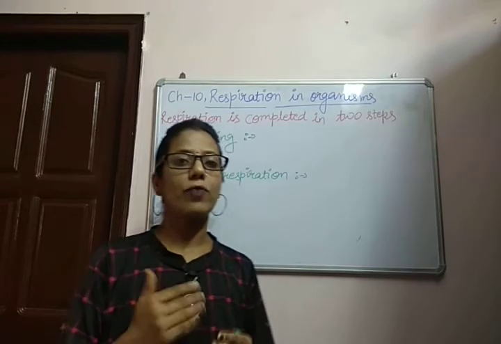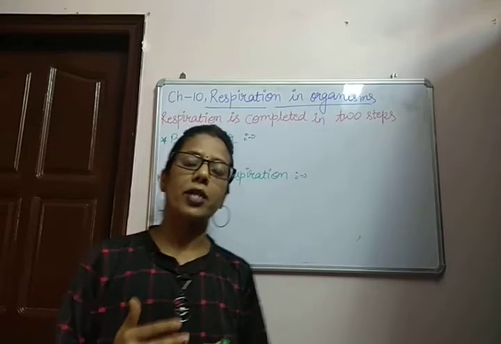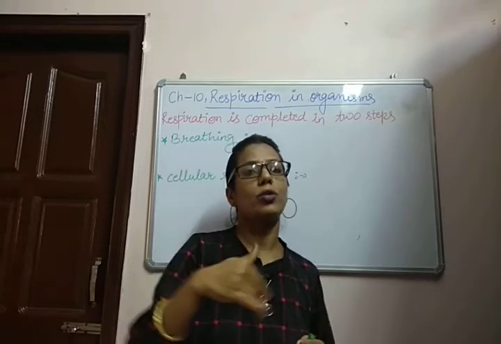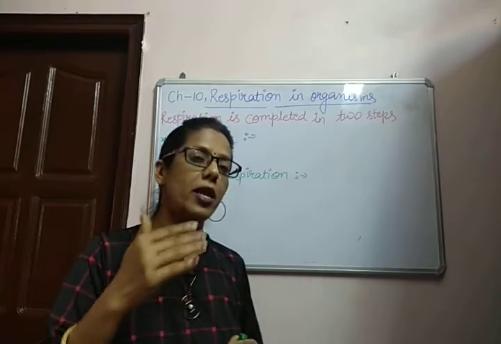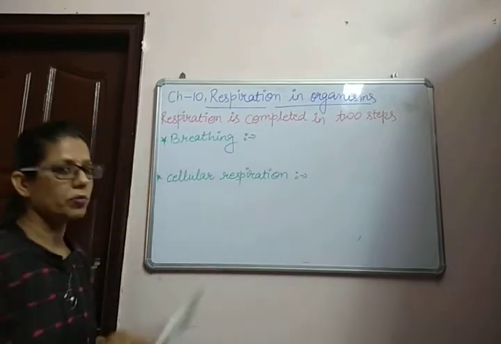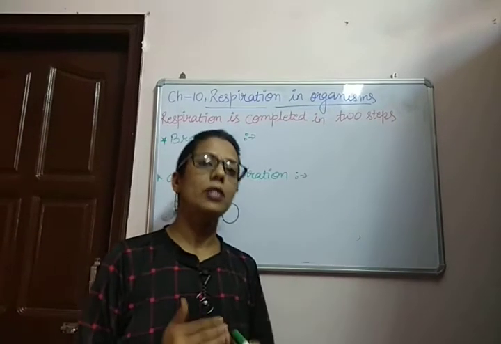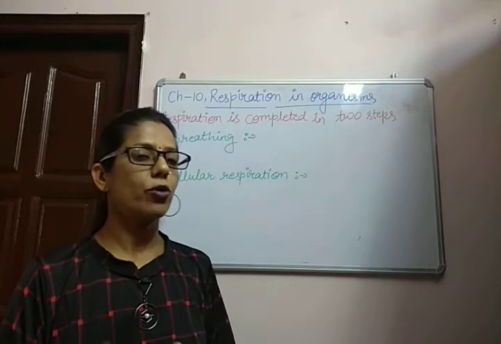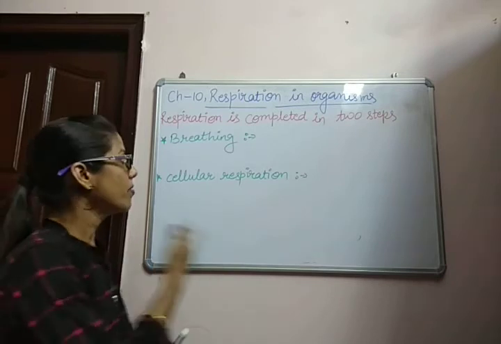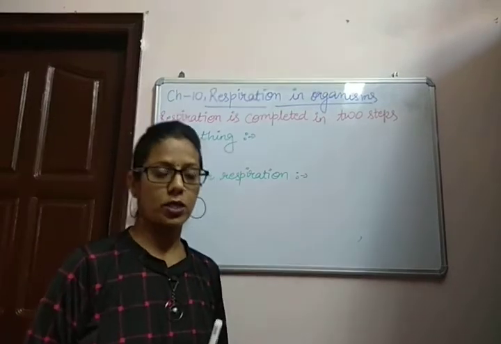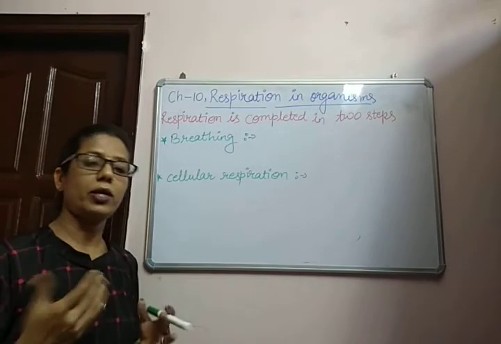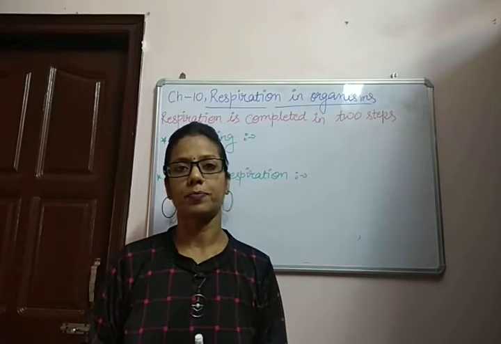For exhalation, the carbon dioxide is taken by the blood from the cells, and with the help of blood it again reaches the alveoli, taking just the reverse path. So cellular respiration means when food is broken down in the presence of oxygen and releases energy, it is known as cellular respiration. So we can say respiration is completed in two steps: first is breathing, second is cellular respiration. Cellular respiration we have already discussed. Now we will discuss breathing rate and breathing mechanism.